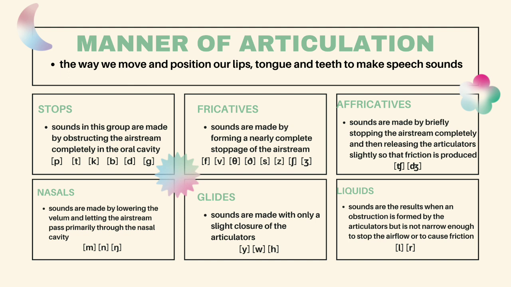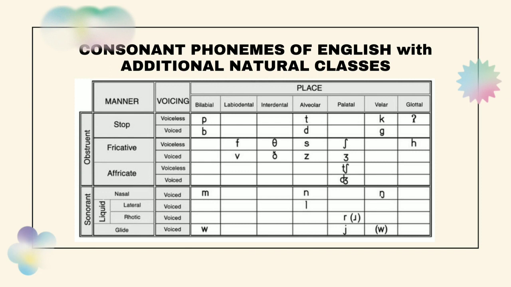Examples include red, light, deer, fill. And here are the consonant phonemes of English with additional natural classes.